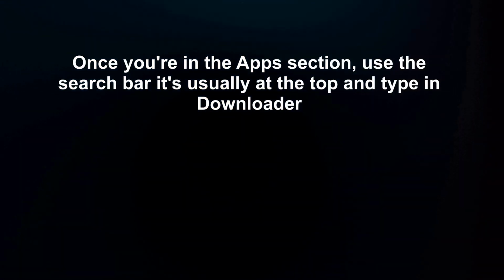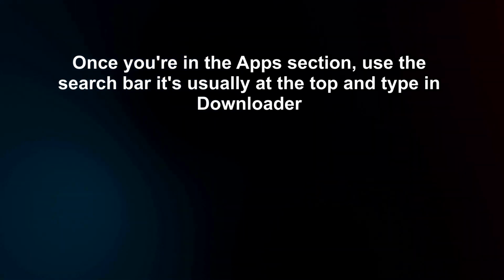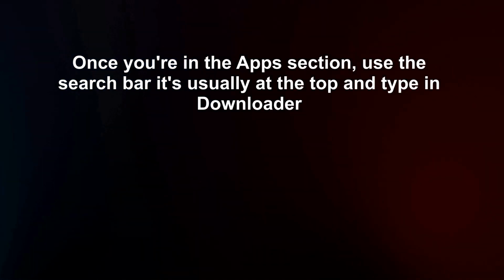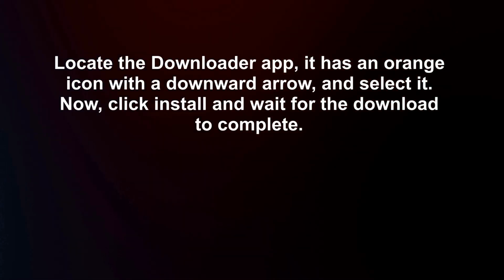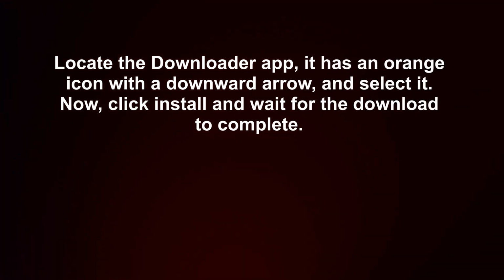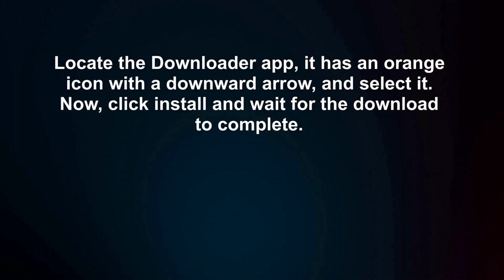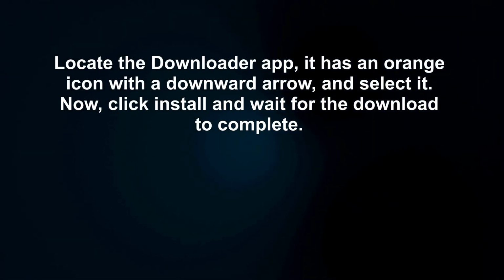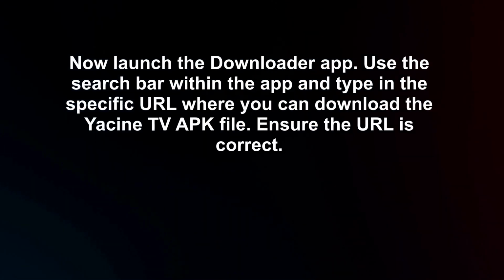Once you're in the Apps section, use the search bar, it's usually at the top, and type in Downloader. Locate the Downloader app. It has an orange icon with a downward arrow, and select it. Now, click Install and wait for the download to complete. Now launch the Downloader app.